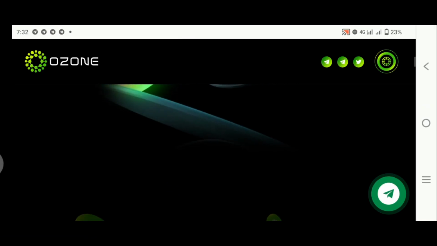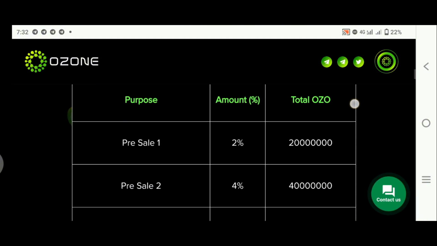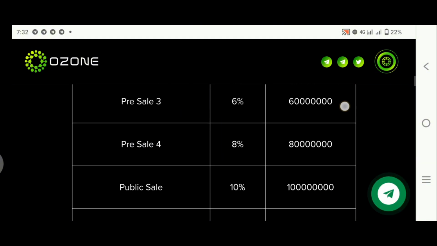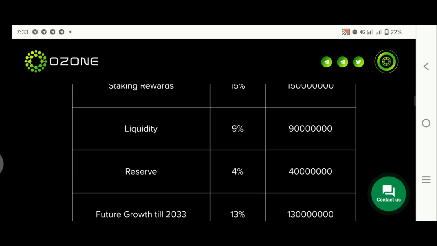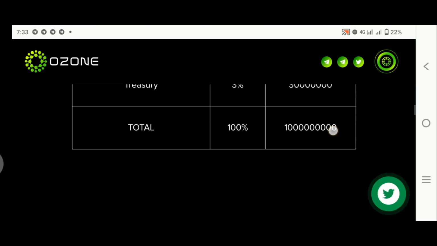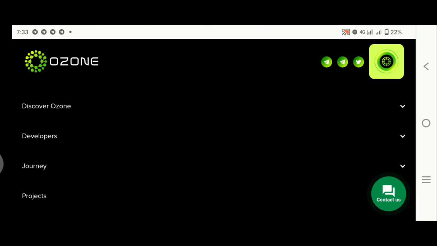Ozonechain tokenomics is very good. Free sell 2%, pre sell 3%, advising, marketing, liquidity, total 100%. This is the distribution.